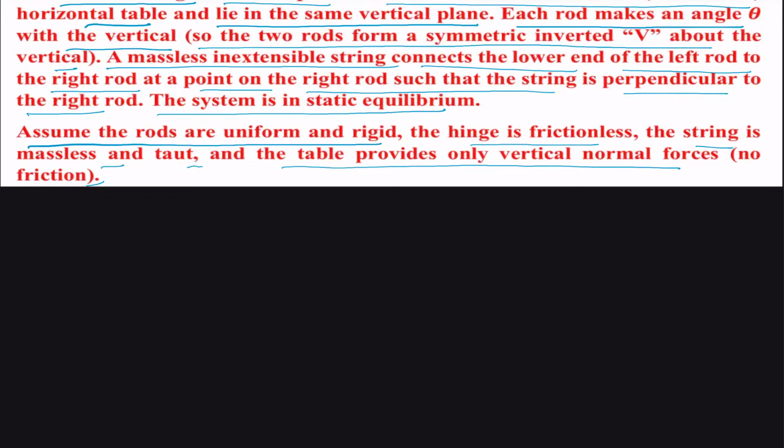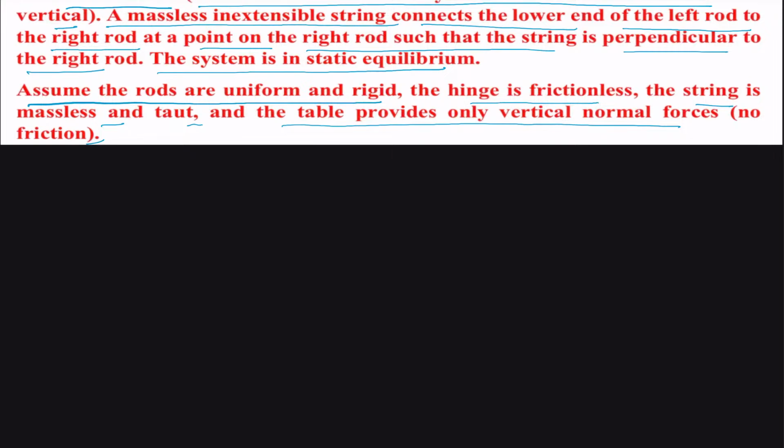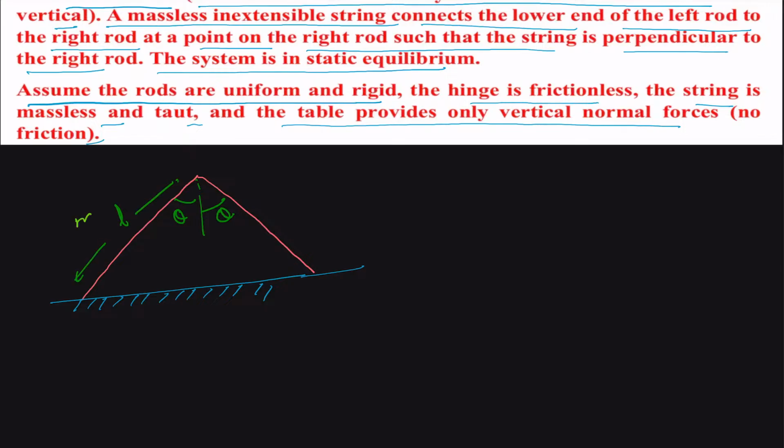So let me draw the figure, the basic figure. Suppose this is the table, and on this table we have 2 rods, and these 2 rods are making an angle of theta with the vertical, and each rod has a length of L and mass m.